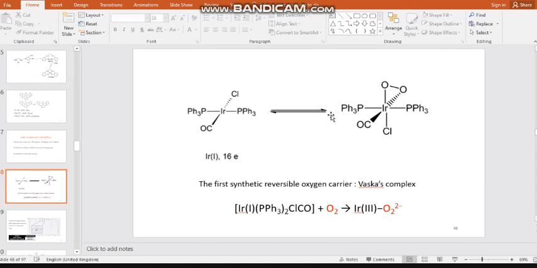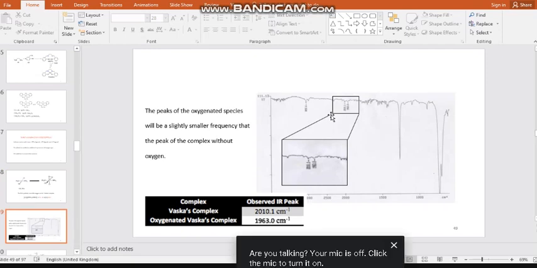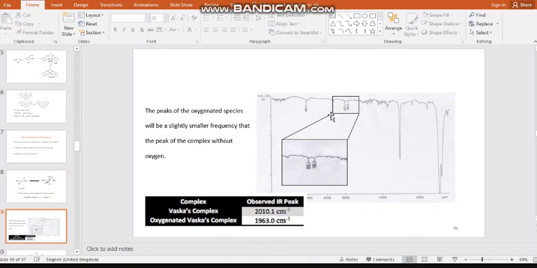This is Vaska's iridium complex. The IR spectroscopy of this Vaska's iridium complex was also recorded. The Vaska's complex is observed around 2010 centimeter inverse. When oxygenated, a slight change in the band position is observed, approximately 1960, about 50 centimeter inverse. There is a decrease in the stretching frequency. This clearly indicates that there is a binding of O2 with our complex.